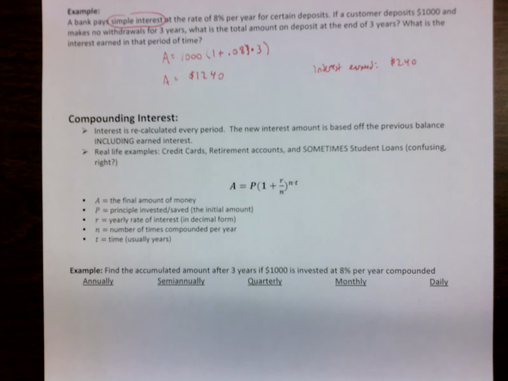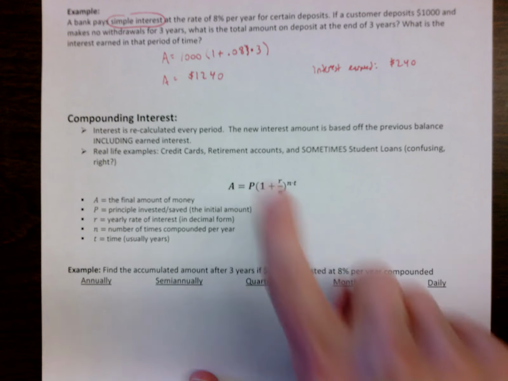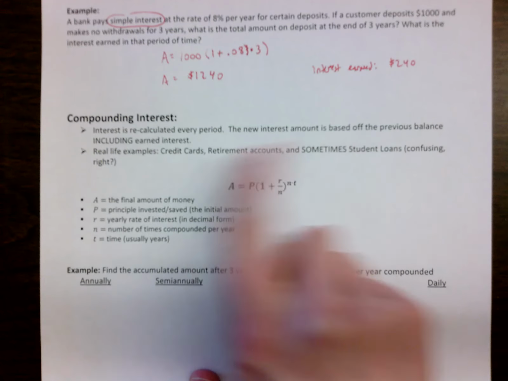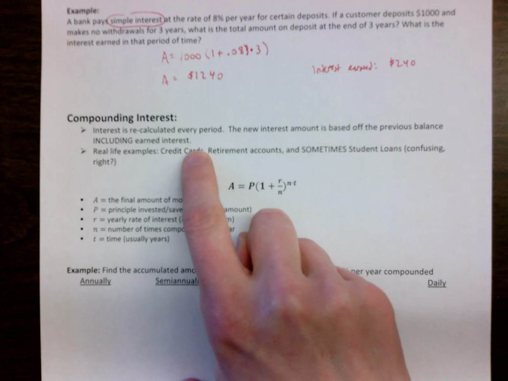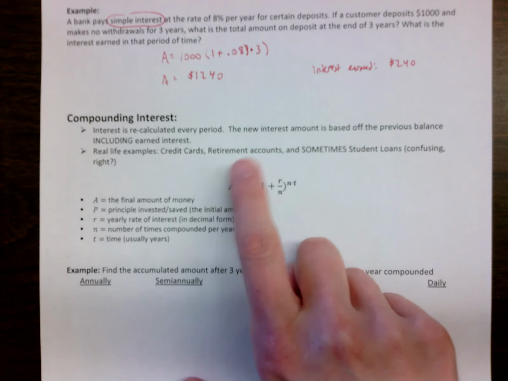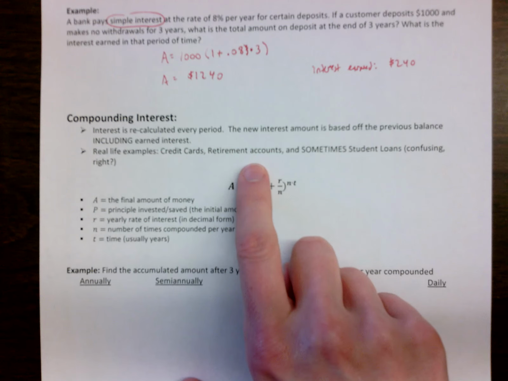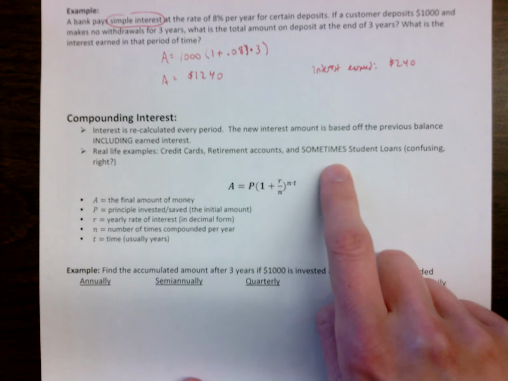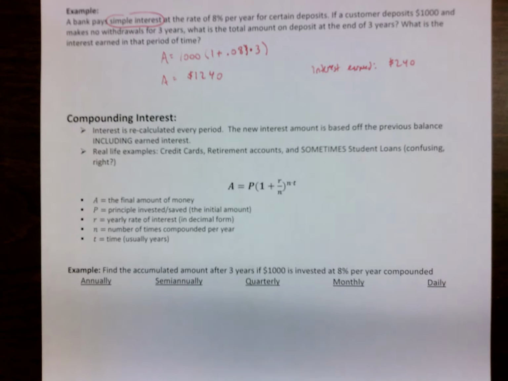That's information they'll give you. They'll tell you what the period is. Your new interest amount is based off of the previous balance, including any earned interest. Real life examples, credit cards, like I said, are a big one. Retirement accounts, if you're saving for retirement, and sometimes student loans. Student loans can vary, so we're not going to talk too much in depth about how student loans work. It just depends on the way the loan is set up.